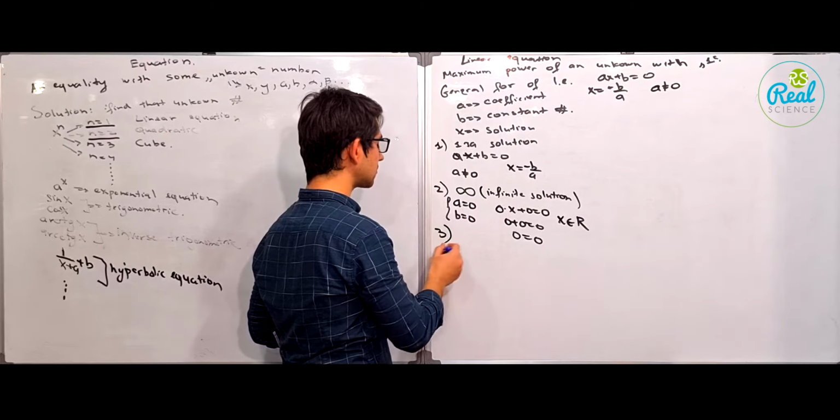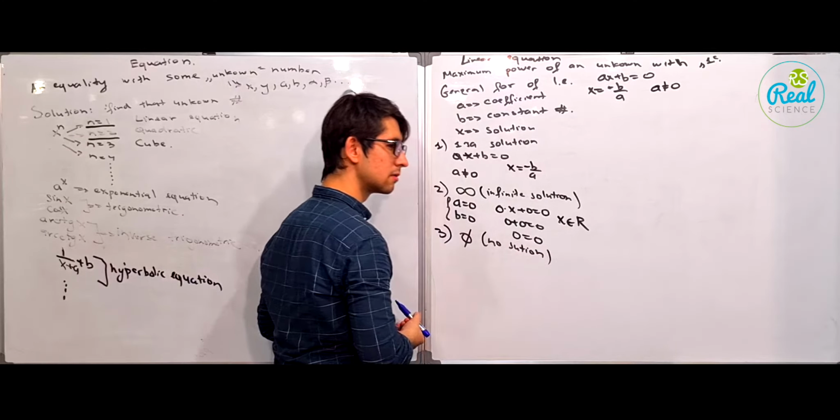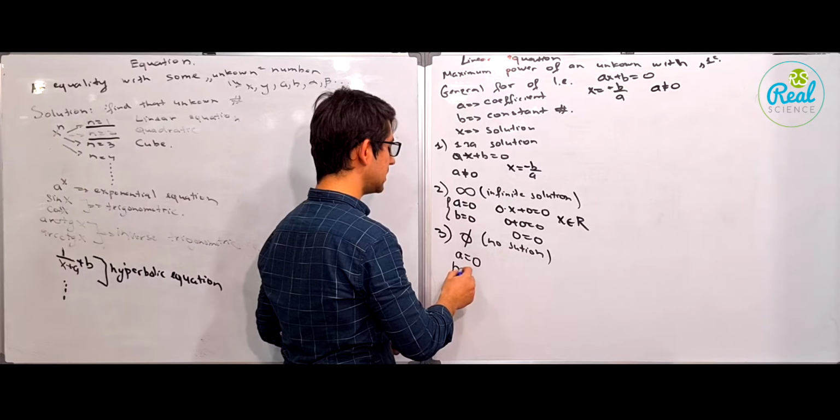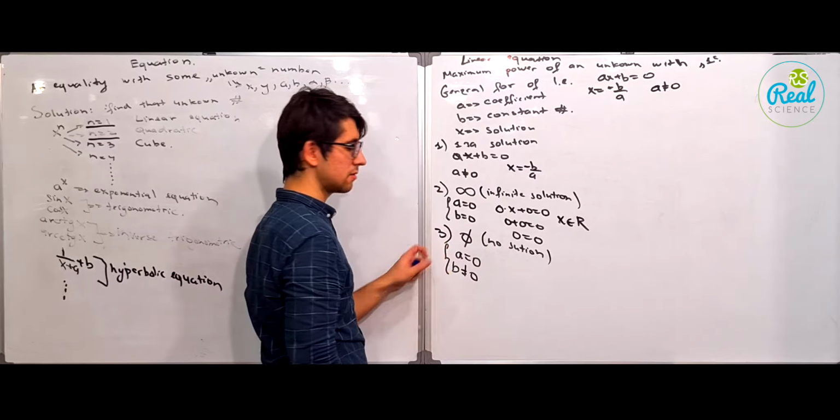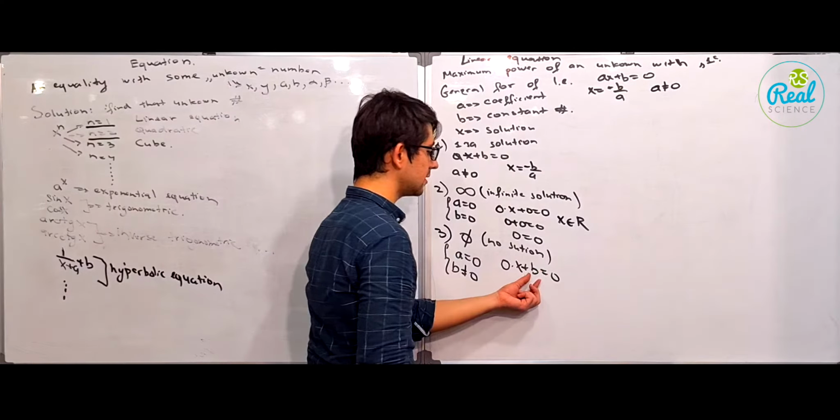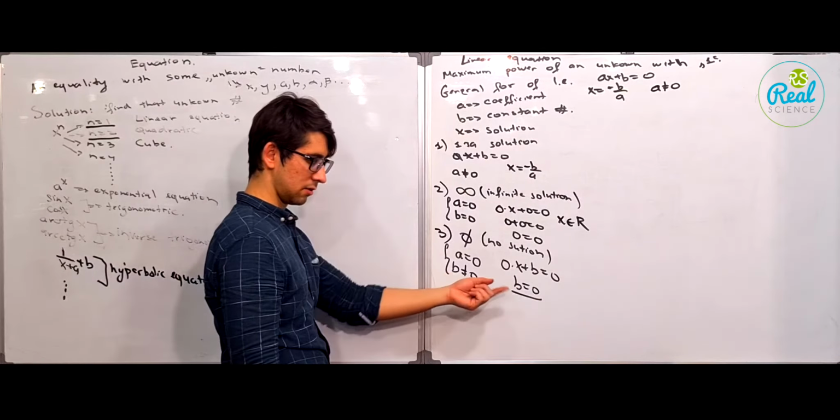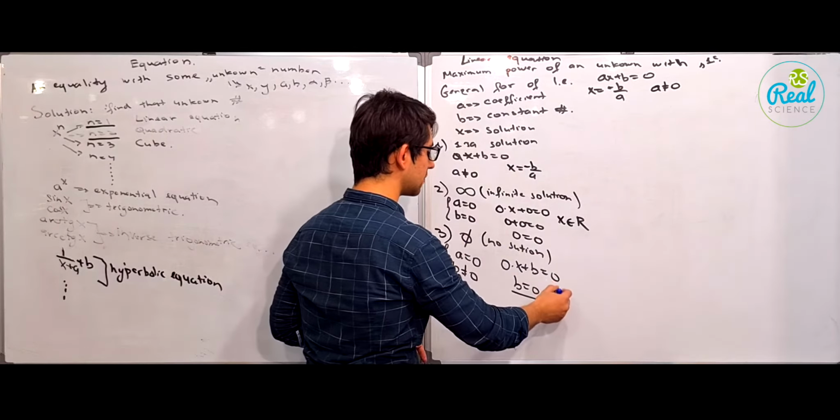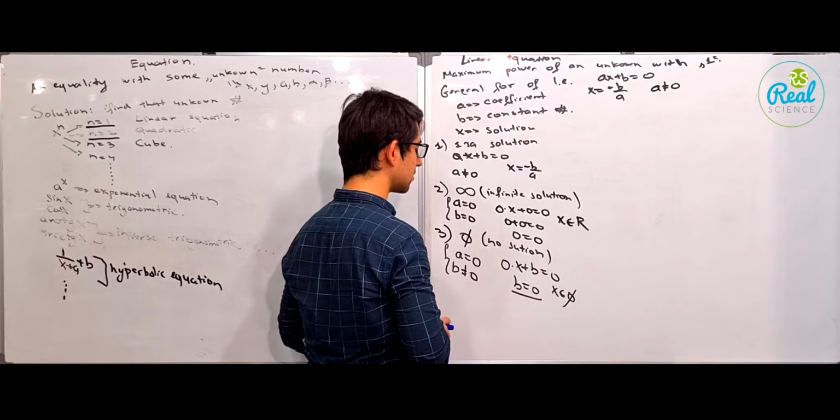So the third one, no solution. a equals 0 and b is not equal to 0, right? And this has to be simultaneous. When a equals 0, it becomes 0x plus b, where b is some number that is not 0. So it says 0x plus b equals 0, but b is not equal to 0. So there is a contradiction. So we say there is no solution for x, right? So it has no solution.